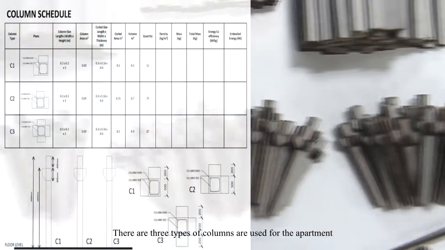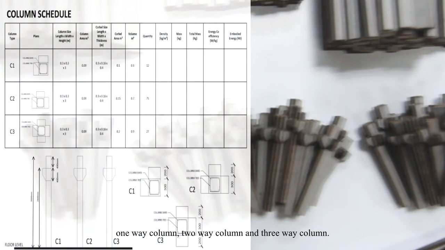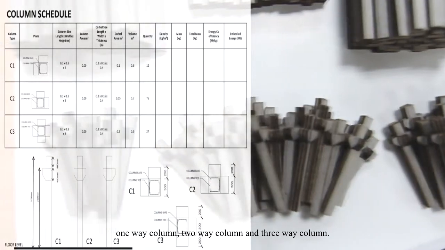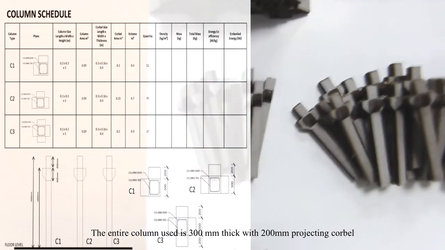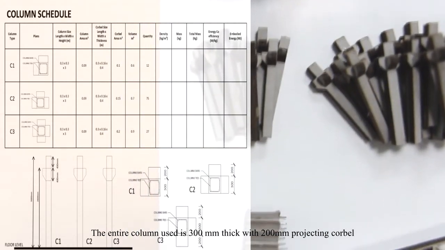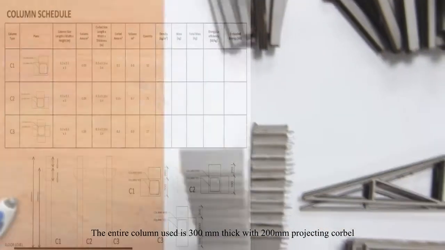There are 3 types of column we used for the apartment, which are one-way column, two-way column, and three-way column. The entire column used is 300 mm thick with 200 mm projecting corbel.